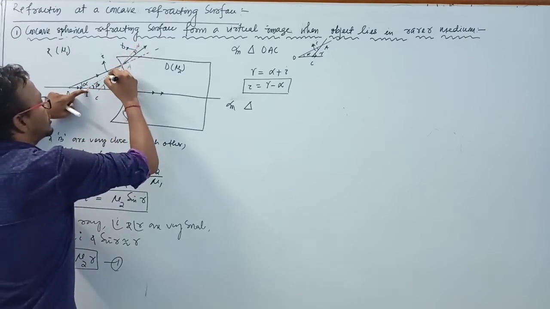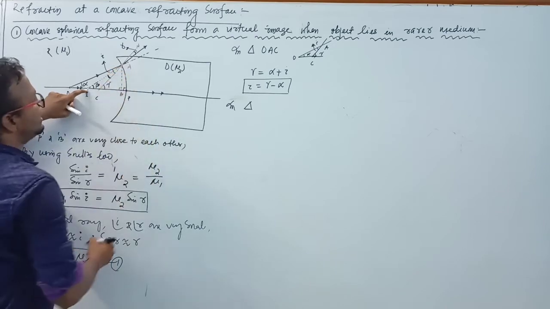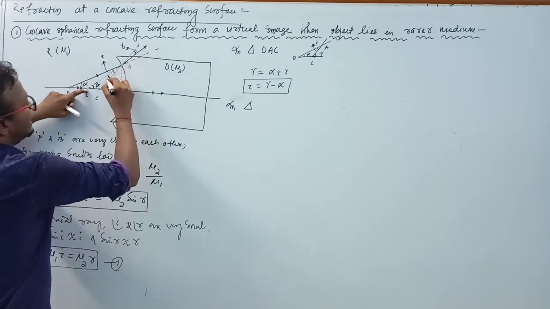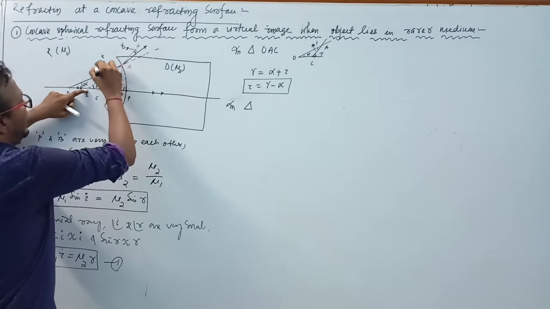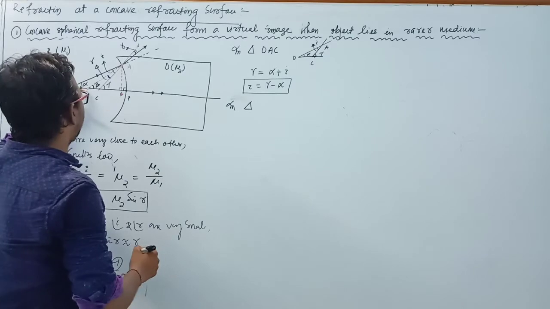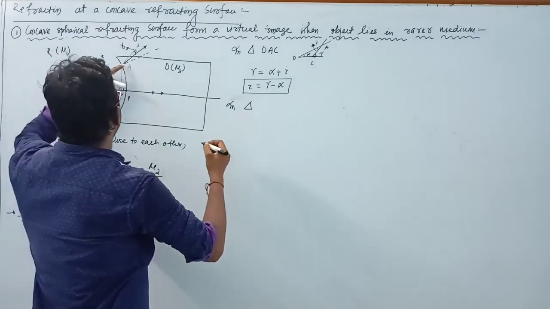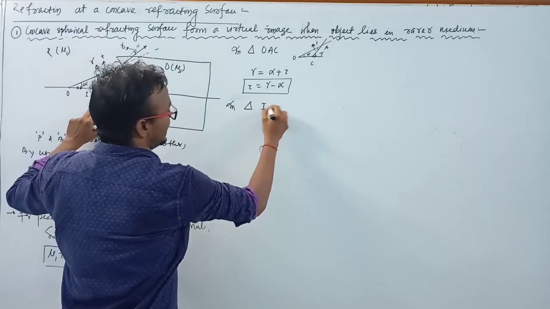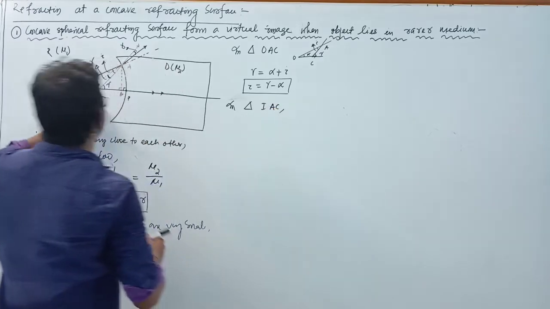So this angle is also r. Clear? This angle r and this angle are vertical opposite angles, and this angle is r. So we have to consider which triangle? In triangle IAC.